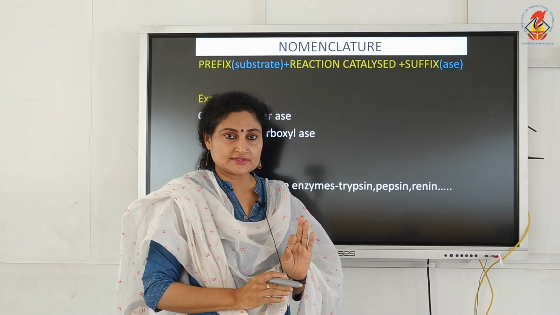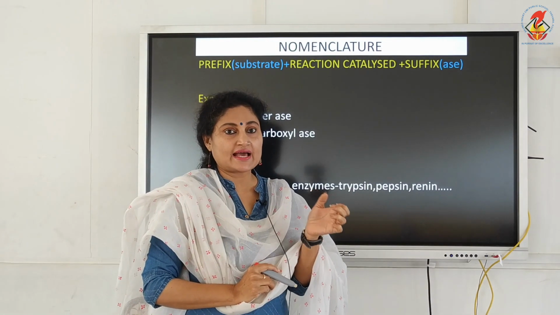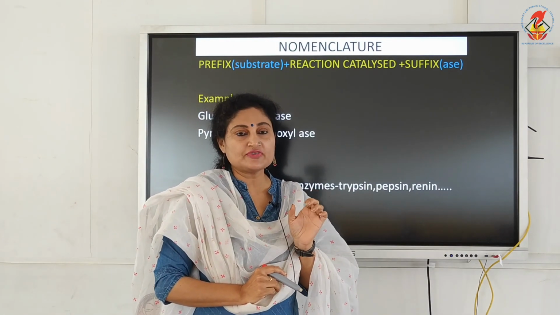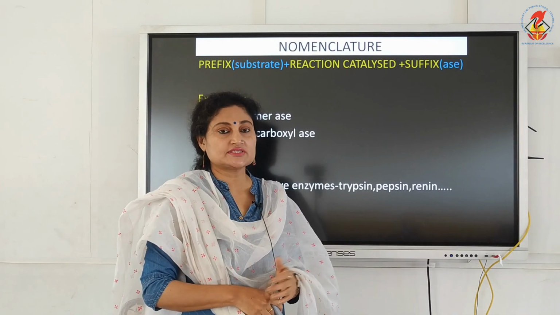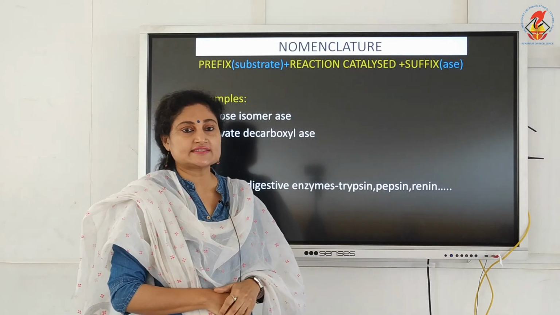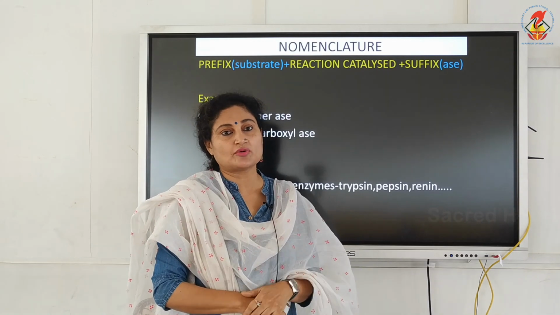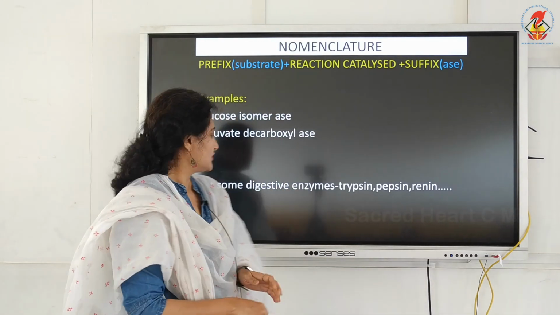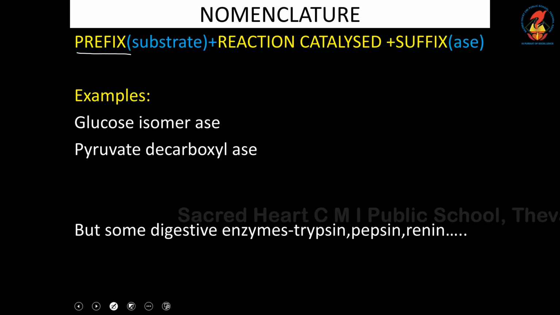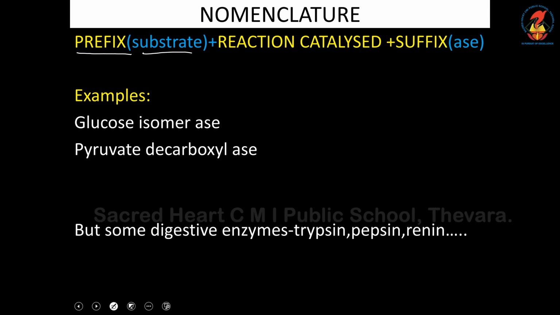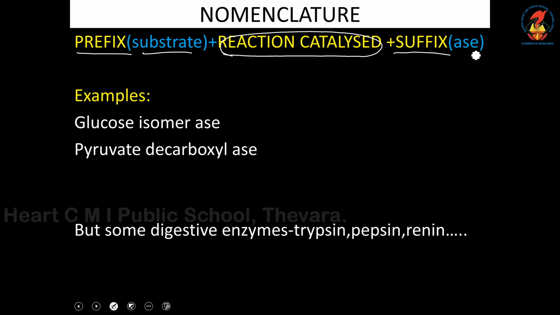There are three parts for an enzyme: the prefix, the middle name, and the suffix. The prefix indicates the substrate, the middle name indicates the reaction it catalyzes, and the suffix is ase. From the very ase ending, you can identify whether the biomolecule is an enzyme or not. See, we have the prefix indicating the substrate, the center name indicating the reaction catalyzed, and the suffix having an ase ending.